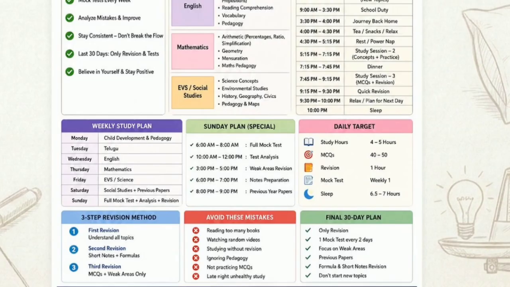Sunday is not a day off. It is the most critical diagnostic day of your week. Look at the Sunday plan. It starts at 6 a.m. sharp with a full-length mock test. Taking the test is only half the job. From 10 a.m. to noon, you conduct a brutal 2-hour test analysis to locate exactly where you lost marks.